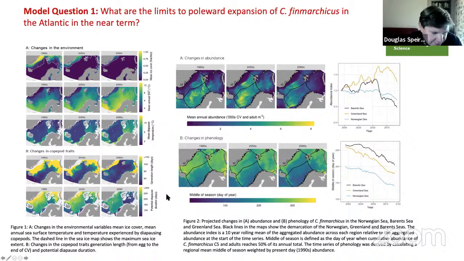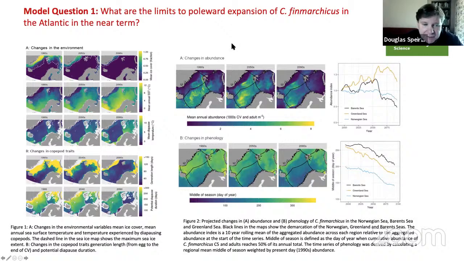But then if you look at the potential diapause figure, the bottom three figures here, we start out with very long potential diapause, almost a year long. Then this decreases somewhat in the Norwegian Sea, but in the top left of each figure, the Barents Sea region, we can see that the potential diapause plummets, becoming very low because of the high overwintering temperatures in that region.